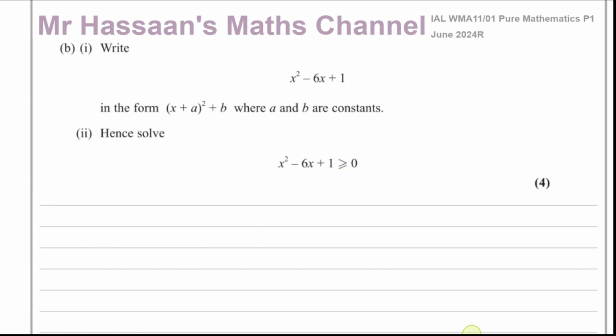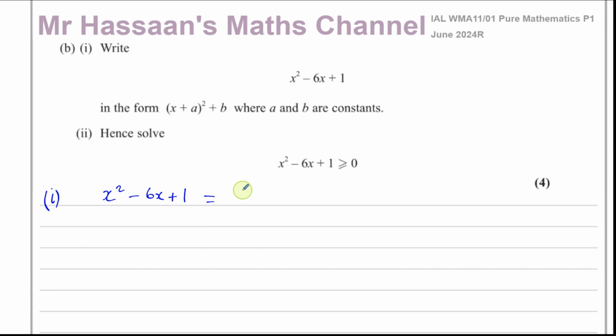So the first step, part 1, is for us to rewrite this in a form which is called completing the square. When you complete the square, the first thing you've got to make sure is that the coefficient of the x squared is a square number. In this case, we want to make sure that it's 1. It's 1x squared, that's fine. We can proceed to complete the square.